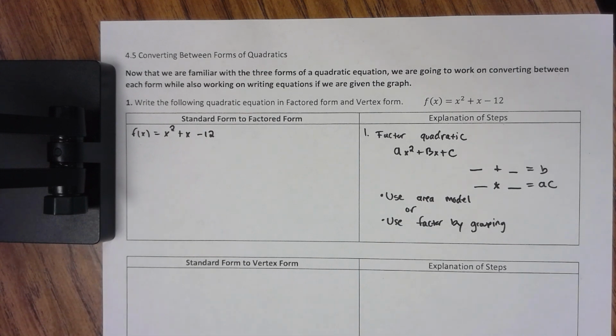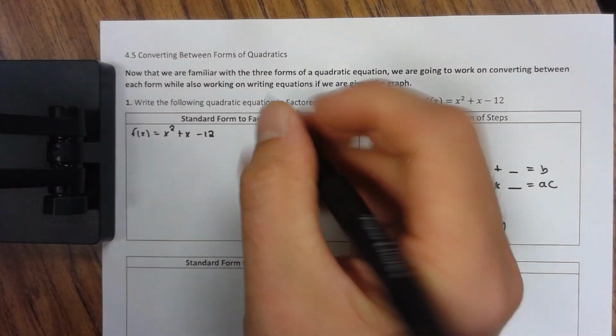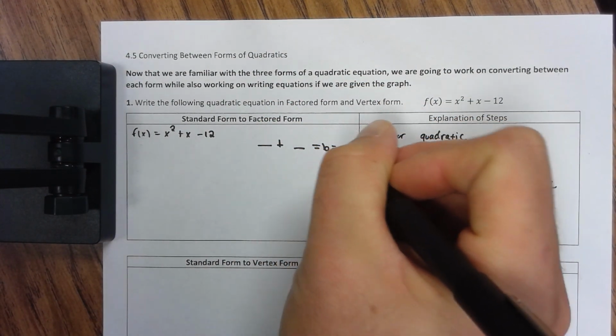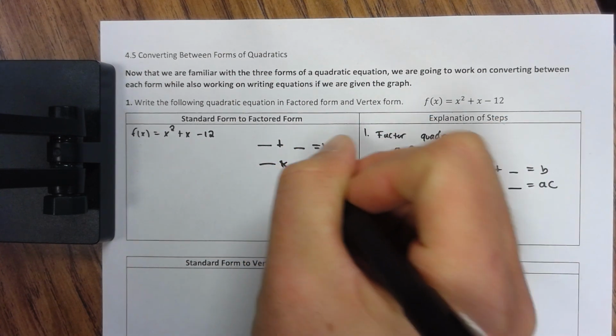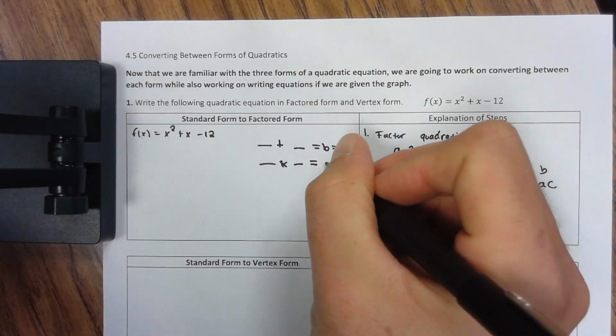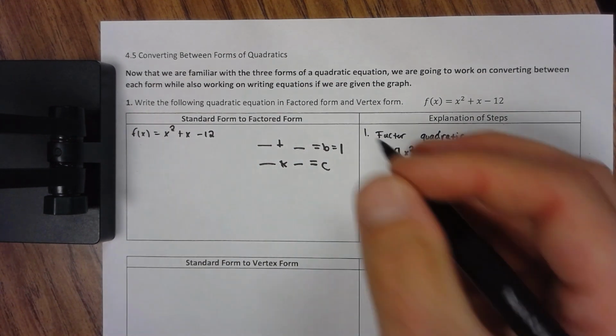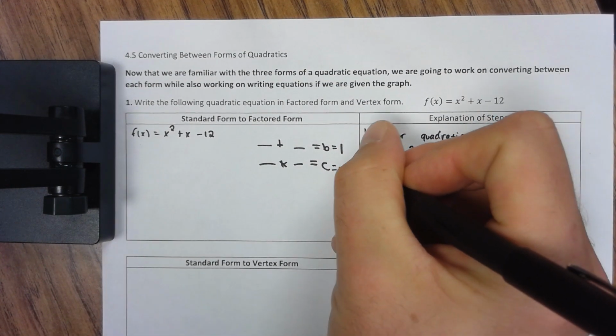Now, if we recognize a factoring shortcut, let's use those, right? I'm recognizing here that a is 1. So I can factor this very quickly after I find my two numbers that add to b and multiply to a times c. So numbers that add to b, which is 1, and multiply to, in this case, it's just c, right? Because a is 1, 1 times c is just c. That's why we're able to use this shortcut here.